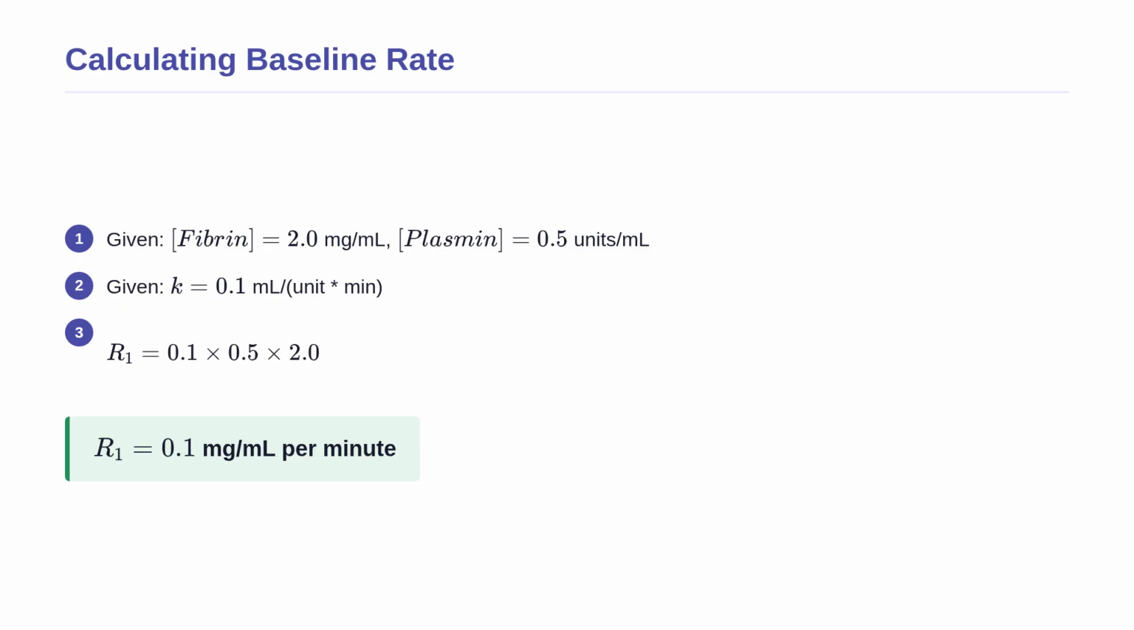We substitute these values directly into our equation, multiplying 0.1 by 0.5 by 2.0. This basic arithmetic gives us our final answer of 0.1 milligrams per milliliter per minute. This means the body is steadily clearing the clot on its own, without outside help.